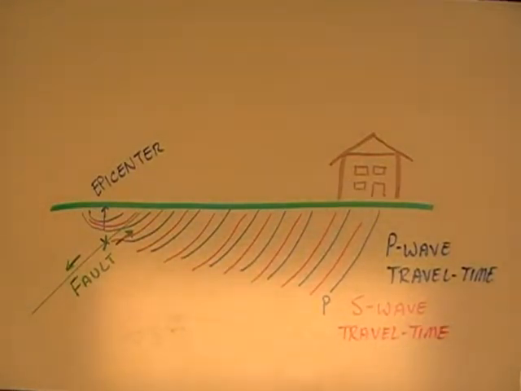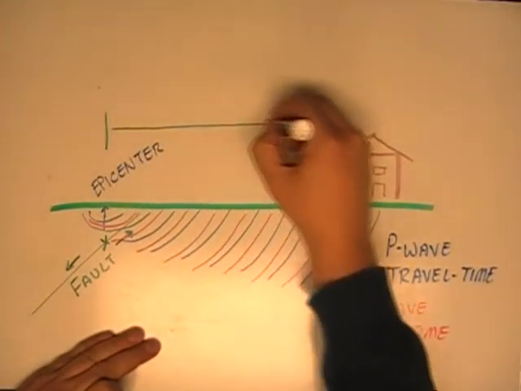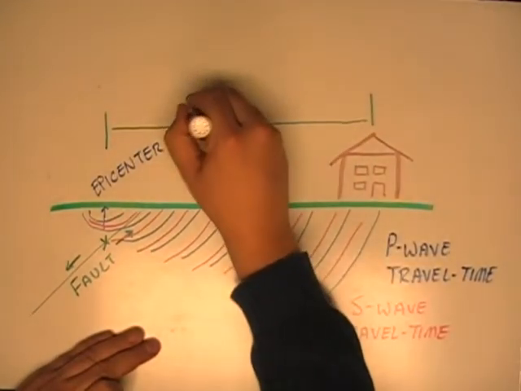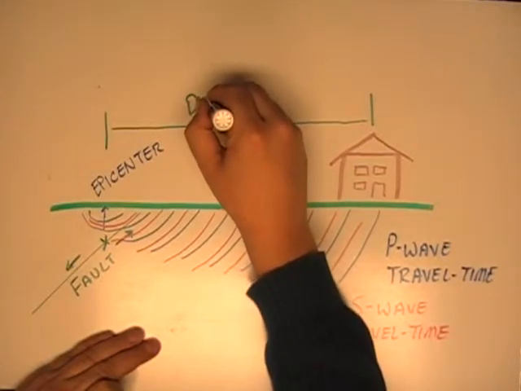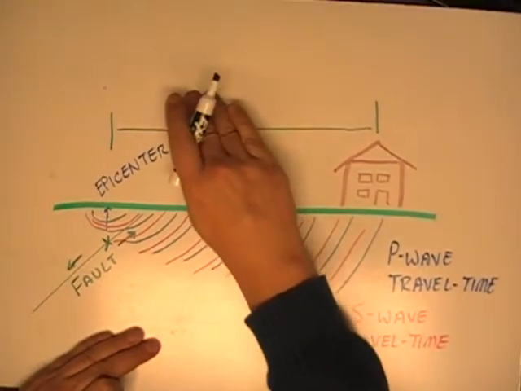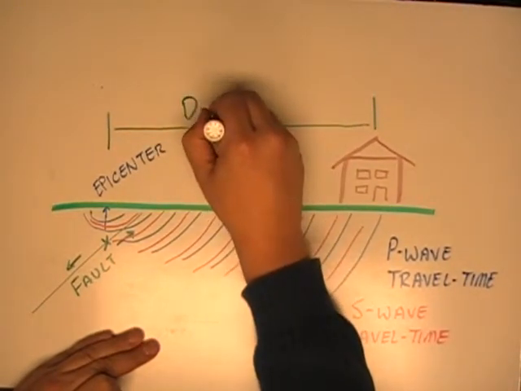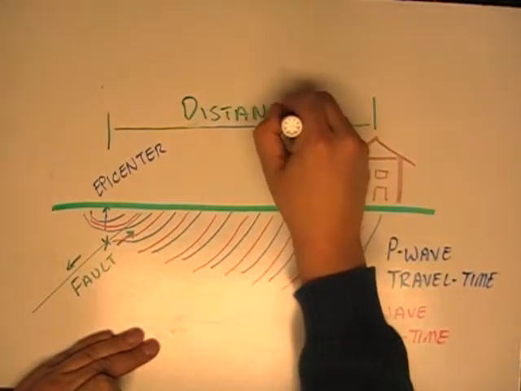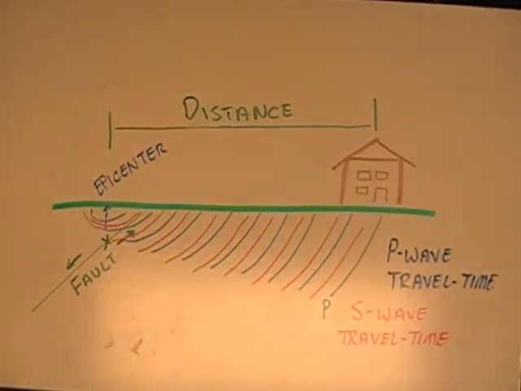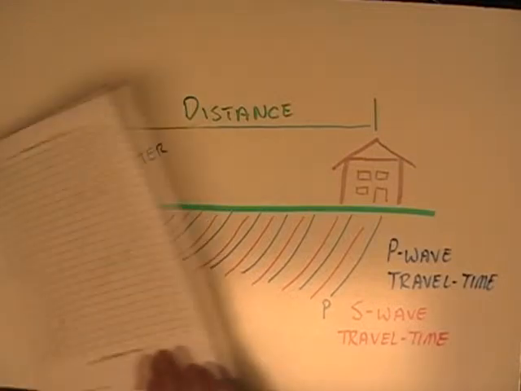Now, because these two waves are very specific in their speed, we can take the difference between their travel times and figure out exactly how far away this earthquake occurred from the epicenter. We do that using the earthquake P and S wave travel time chart on page 11 in the Earth Science reference tables.